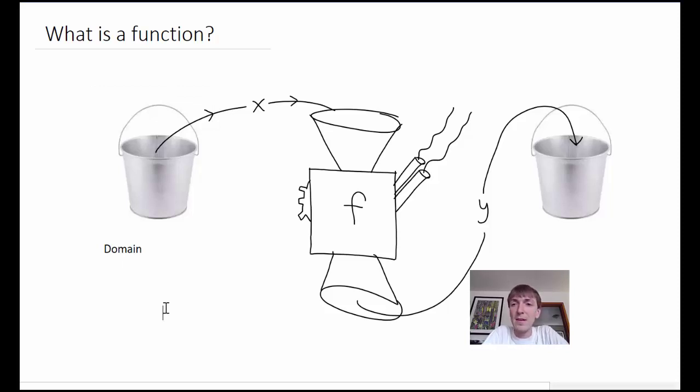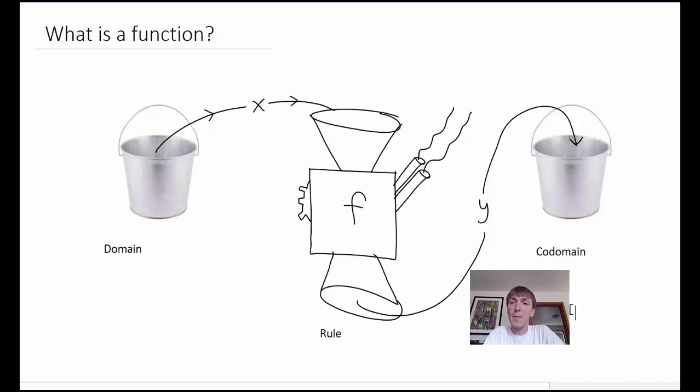So what is the domain? The domain is a set, and I like to think of a set as a bucket, and it contains all the inputs that can go into this function. The machine in the middle is called a rule. What does the rule do? It takes an input, something from inside the domain, and it spits out an output, something that belongs in the bucket on the right. And this bucket on the right, we're going to call the codomain.